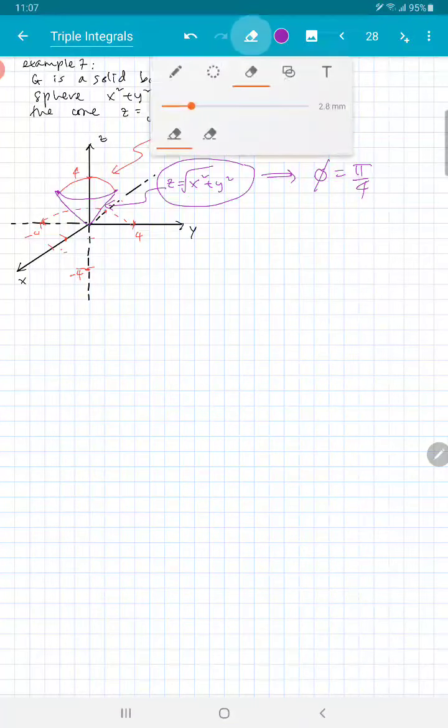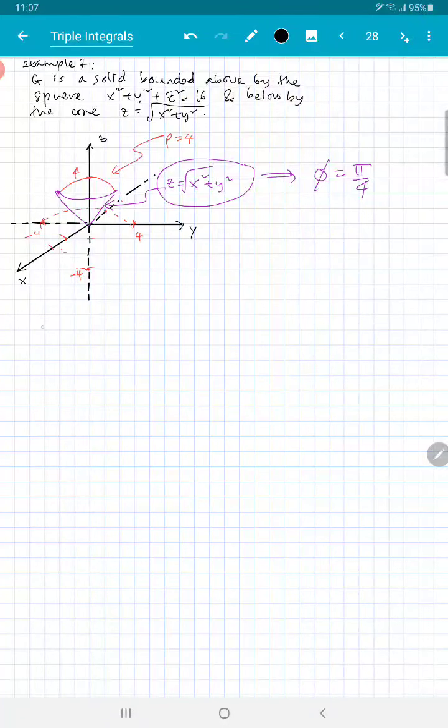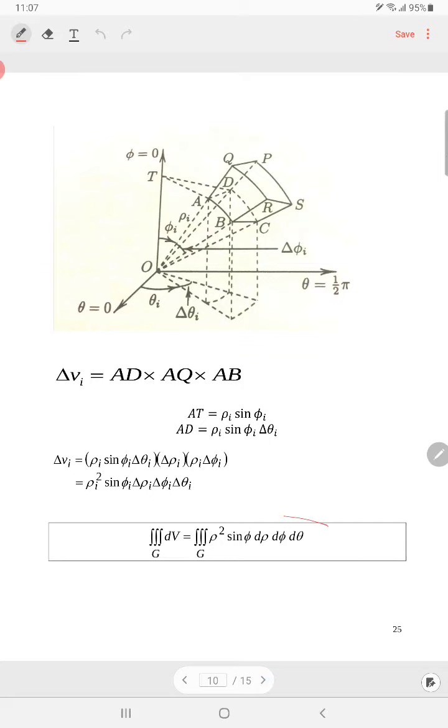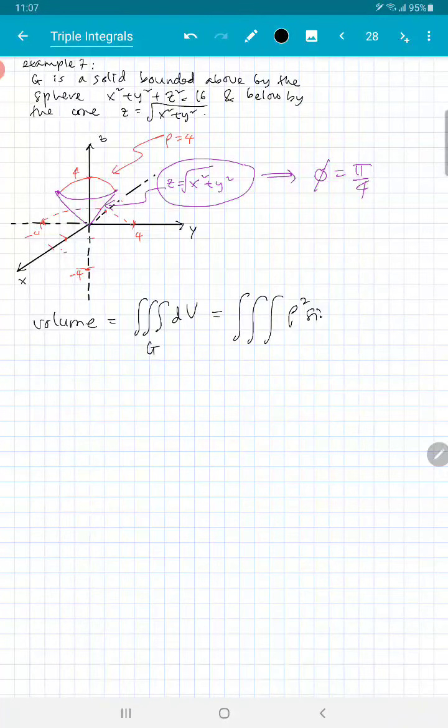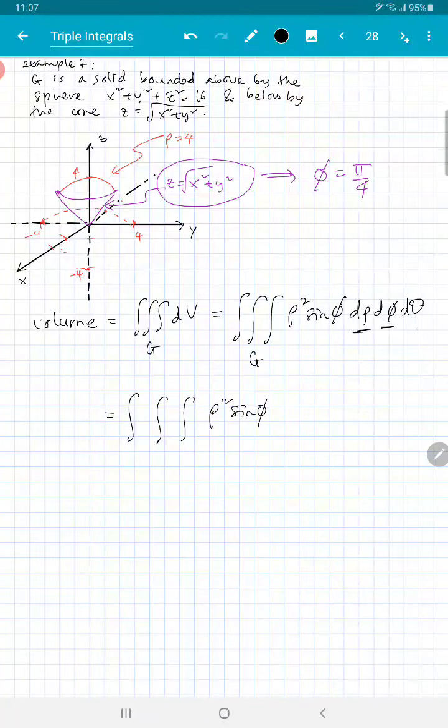Okay, all right, here we go. So volume, similar to Cartesian and cylindrical coordinates, volume is still dV over solid G. So this is our solid G. And we're using spherical, and for spherical, dV is rho squared sine phi d rho d phi d theta over solid G. Now we are in the process of finding the limits, so we need the limits for rho, limits for phi, and limits for theta. You just refer to your solid G.